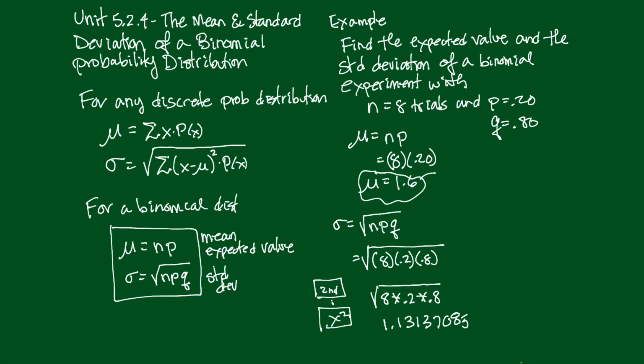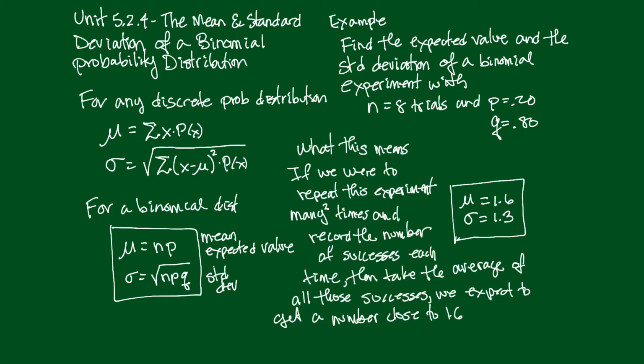But remember, we're going to round here, so I'm going to round this to one place more than my data values. But I don't really know the data values, so let's see, what did we get here? I got 1.6 here. I think I'll just round it to 1 decimal place. So sigma, I'm going to say, is 1.3. So mu, the expected value, is 1.6, and the standard deviation is 1.3.